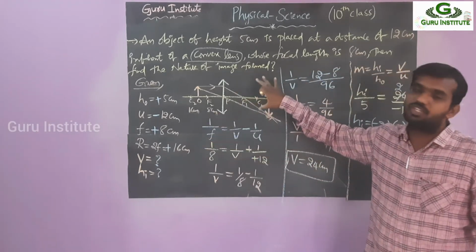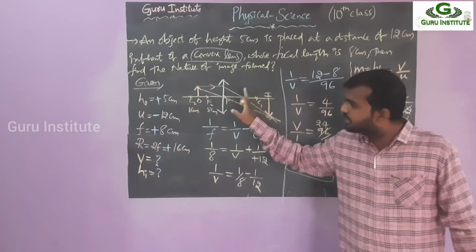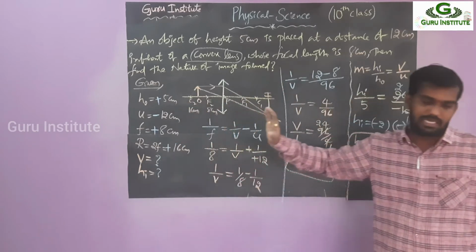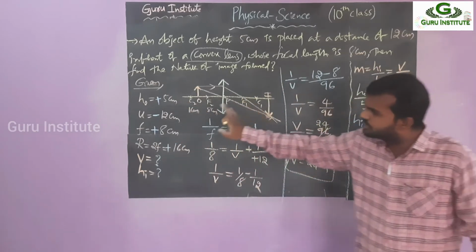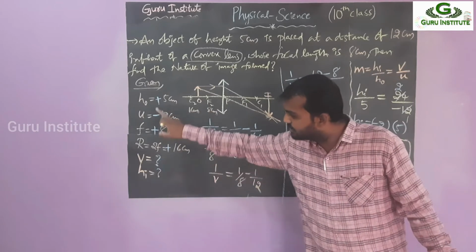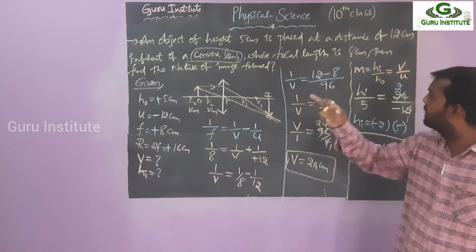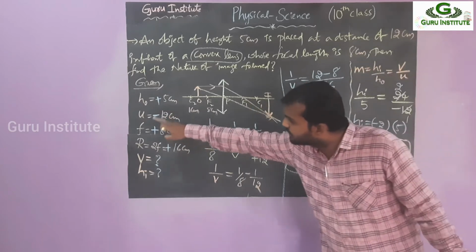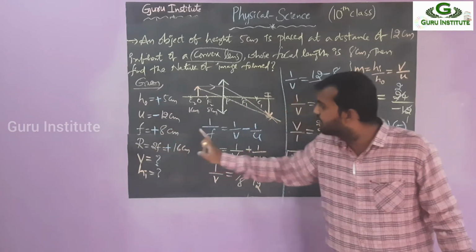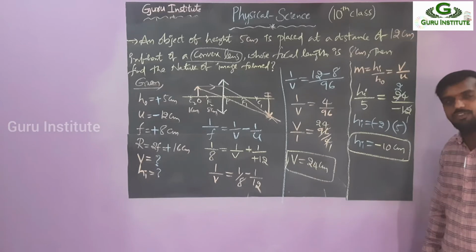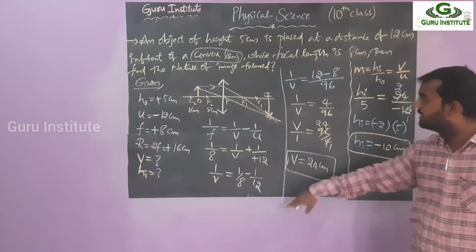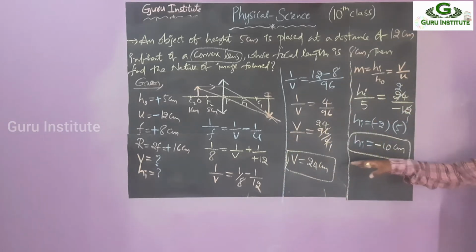Then draw the rough picture. Then by seeing the rough picture, apply the sign convention for plus and minus. By using this, just observe H naught, HI is there, HI is required. So you can think that magnification is applied. Then by seeing F, U and asking for V, which formula is there? Lens formula is there. We have to apply the lens formula, and this is the total simplification. And after the answer you can check it.